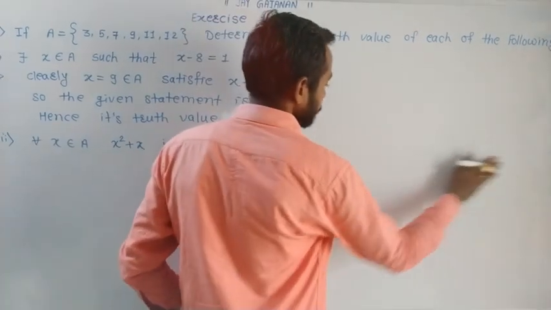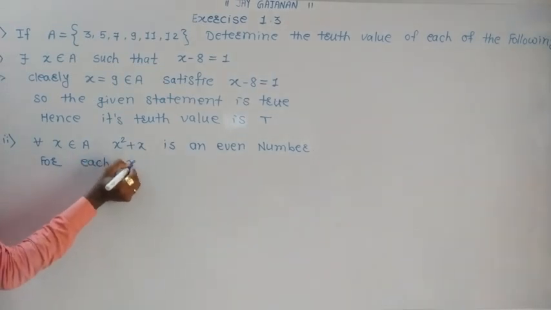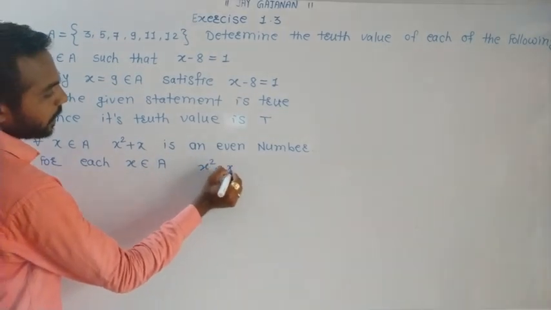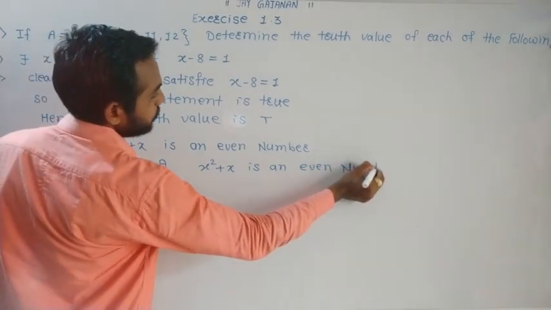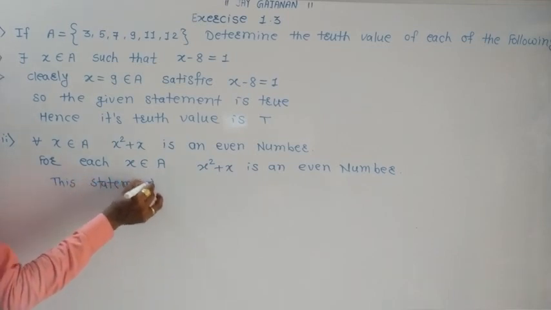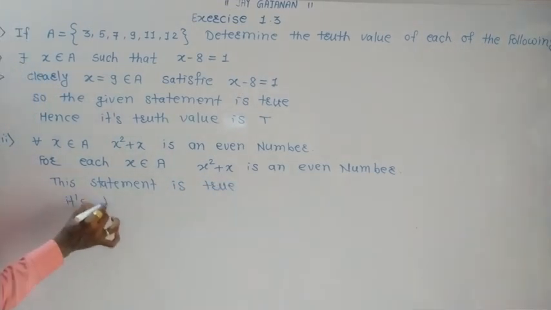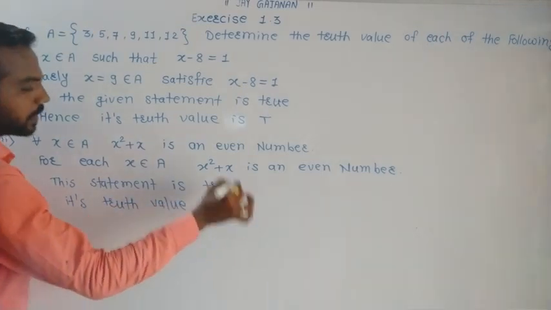Therefore, we can write for each x belong to A, x square plus x is an even number. Therefore, this statement is true. Hence, its truth value is capital T.